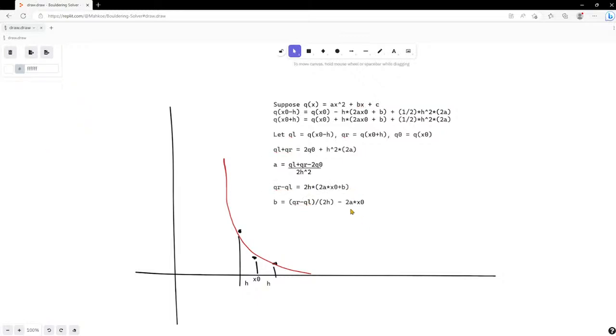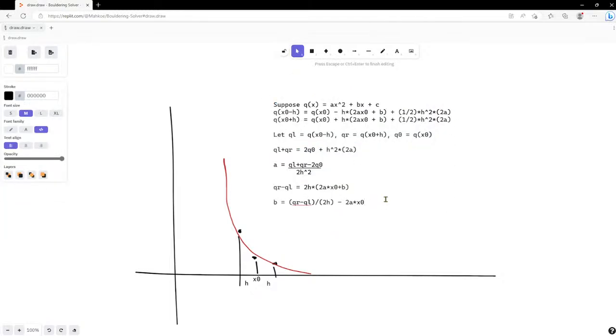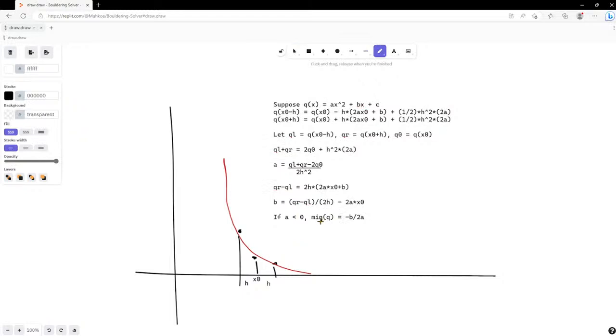Okay. And now the minimum of this function, minimum of q, is equal to, or let's actually, it's min of q. So if a is greater than 0, then the minimum of q is equal to minus b over 2a. Everybody knows that. The minimum over x.